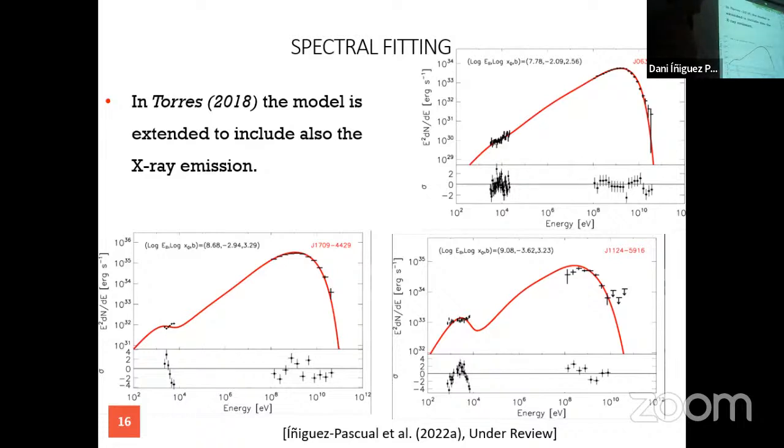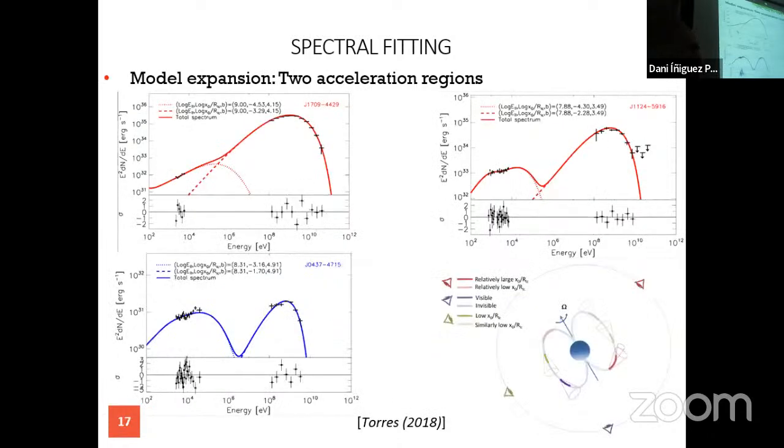For these cases, an extension of the model was proposed in which, instead of considering one acceleration region, two acceleration regions were considered. So the radiation we detect from Earth is the summed contribution of the radiation emitted from both acceleration regions. This is a schematic representation of how this situation could be, but with this spectral fitting we are not making any strong assumptions about it. So we are not getting information about the geometry of the region. This is just a schematic idea.